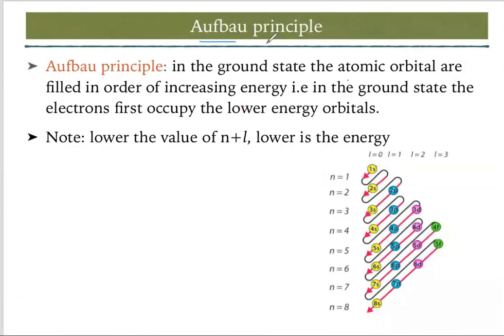Now, the Aufbau principle. Let us go through the fundamental concept the Aufbau principle states. In the ground state, the atomic orbitals are filled in order of increasing energy. That is, in the ground state, the electrons first occupy the lowest energy level. How can you describe the Aufbau principle? You can see one picture here.